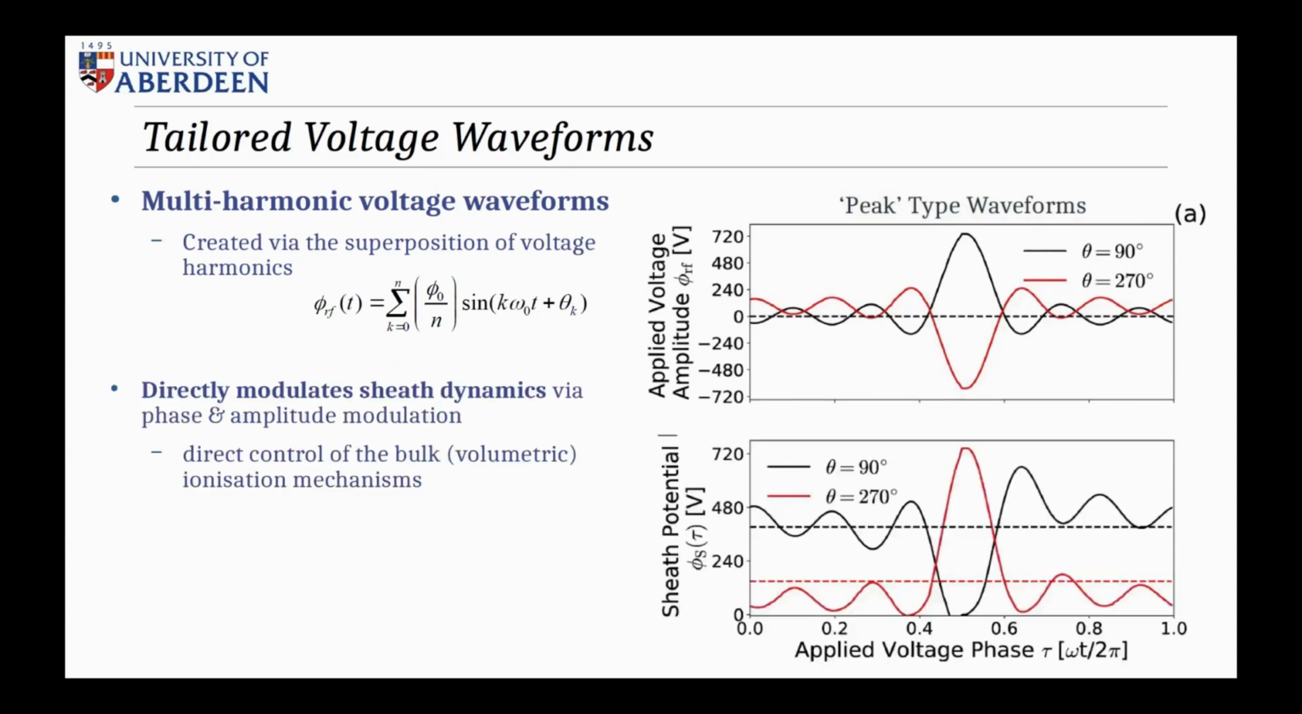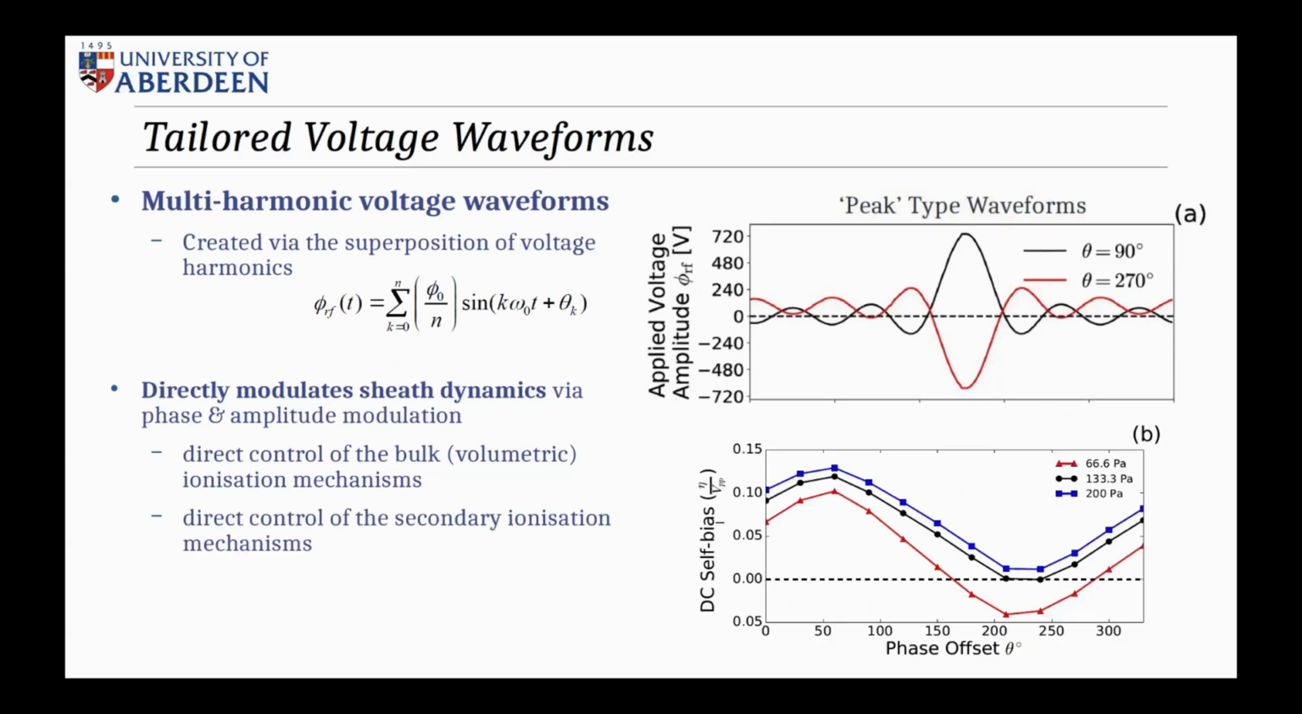If you do this, then this is the sheath potential versus the applied voltage phase. For these, colors match. You can see that the average potential of your sheath will vary, but also the points in the phase where the sheath is collapsed and expanded will also vary. So you have two different control mechanisms there. You have a phase average control mechanism and an inside phase resolved control mechanism, and they affect the volumetric and the secondary processes differently.